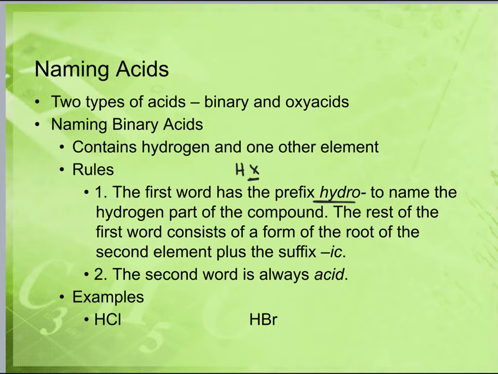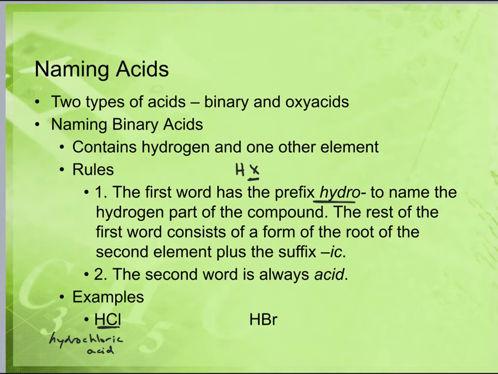So taking that, the prefix of this first one down here, now you may have already heard this name before, but we'll show you why it's called what it's called. The prefix is hydro. We take the root of the second word, so chlorine becomes chlor, and we add on the suffix "ic", and then the second word is acid, so that is hydrochloric acid. You may have heard that term before, but not necessarily known why it was named like that.